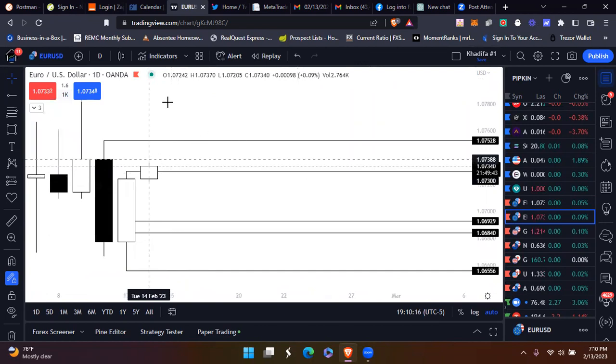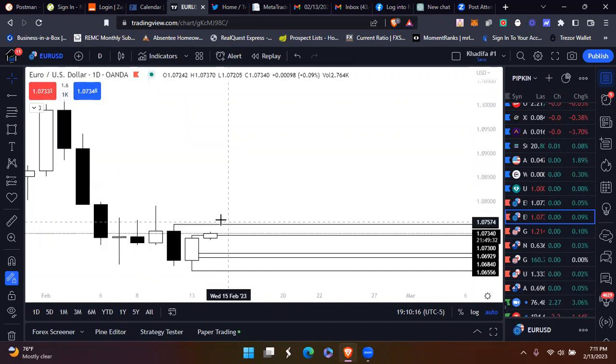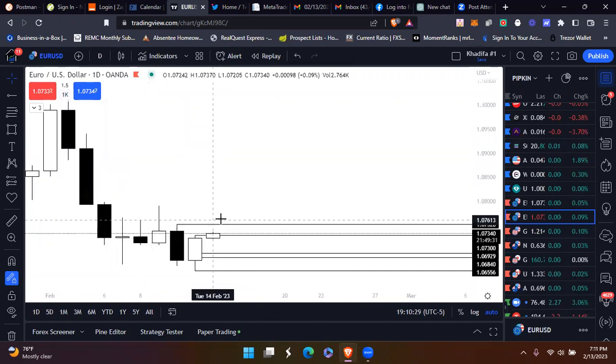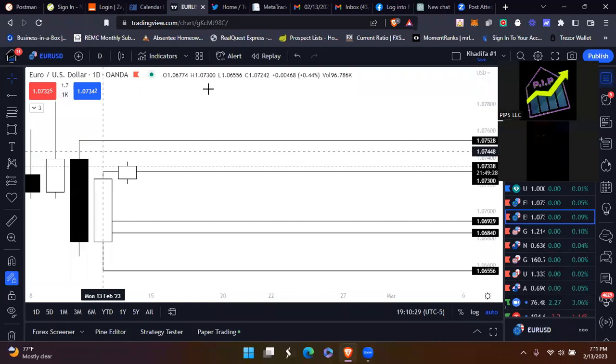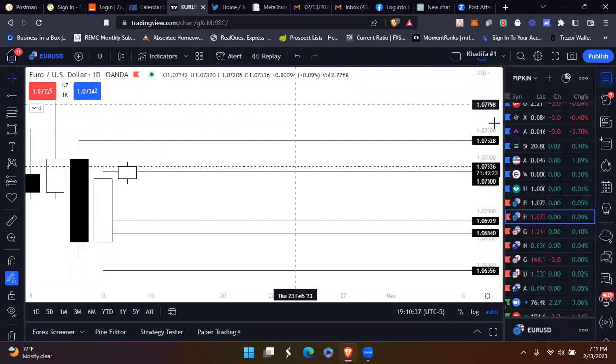So with that being said, looking at Euro USD, and I'm only going to do Euro USD because I rarely look at currencies now, guys, but I still try to chart for you guys.